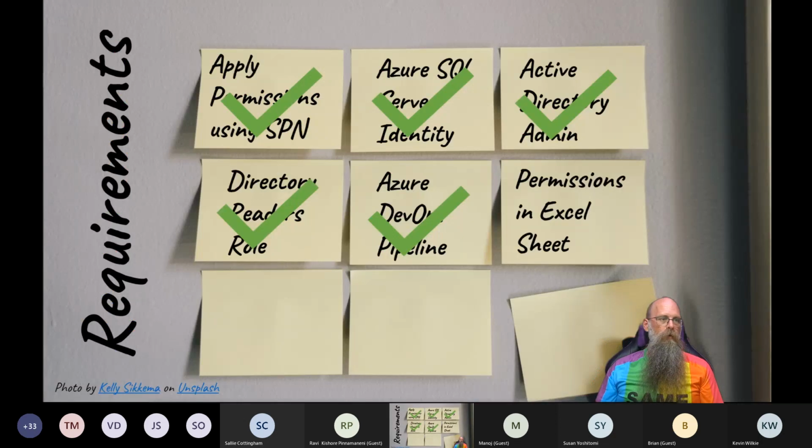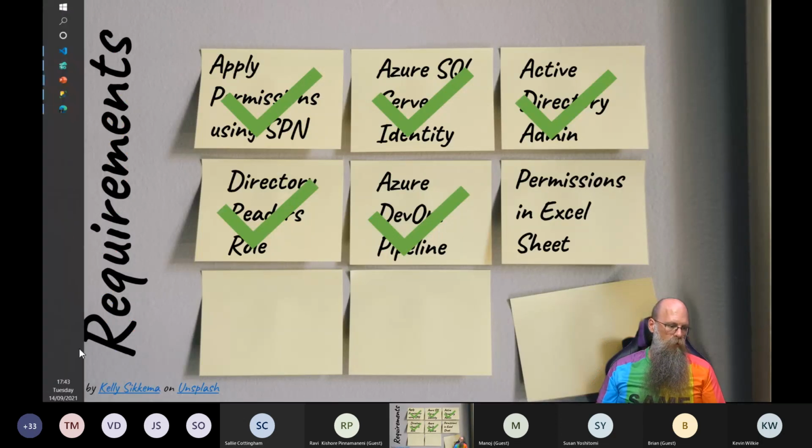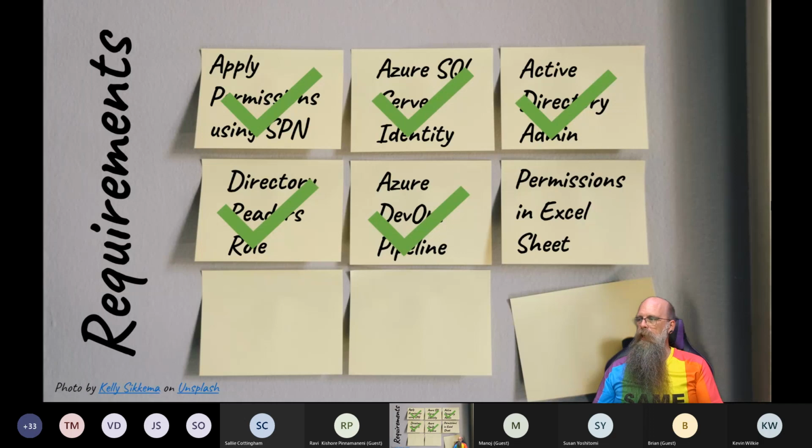Great. So we've got our Azure DevOps, SQL Server still creating, good. And we've got our pipeline. So all we need now is our permissions in an Excel sheet.